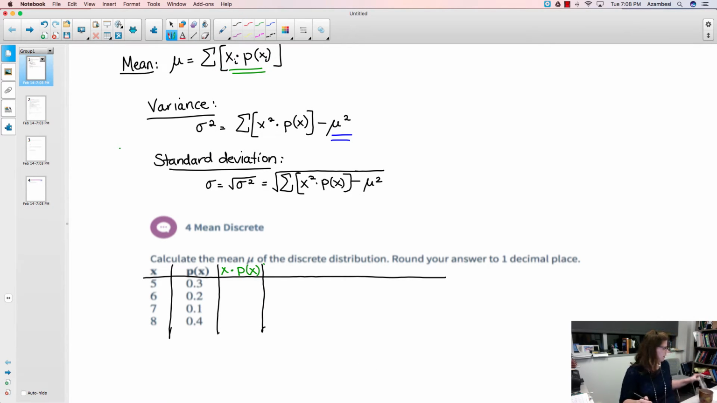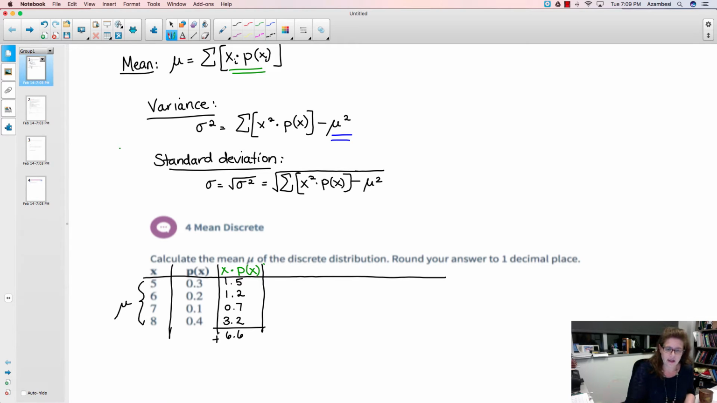So looking at that, 5 times 0.3 gives me 1.5, 6 times 0.2 gives me 1.2, 7 times 0.1, 0.7, and 8 times 0.4 is 3.2. So when I add this up, what I get is the mean. So 1.5, 1.2, 0.7, and 3.2 gives me 6.6 for my mean. And that's the answer for your Top Hat question, 6.6. Remember, when you're looking at a mean, it should be somewhere in this range. So these numbers go from 5 to 8, 6.6 is reasonable for your mean.